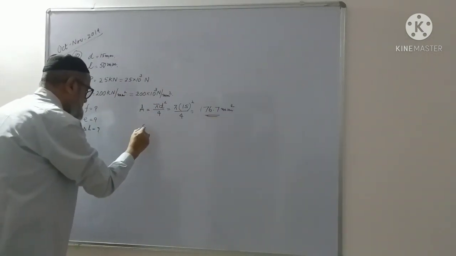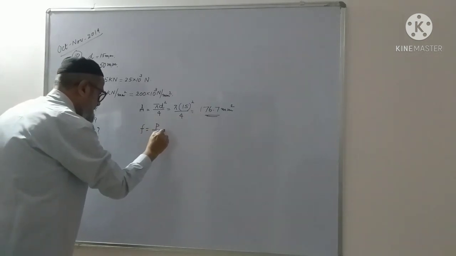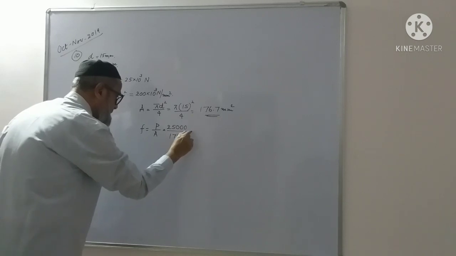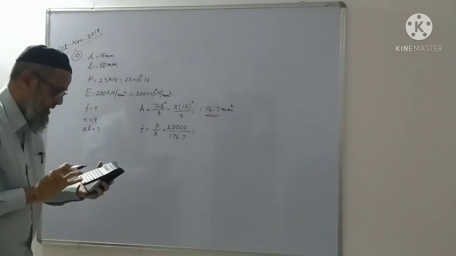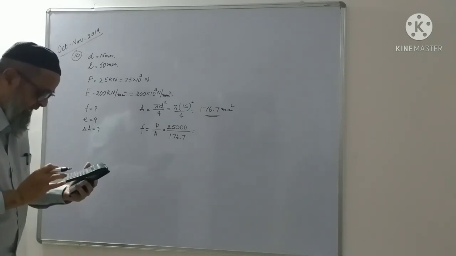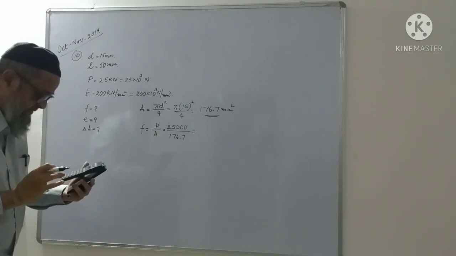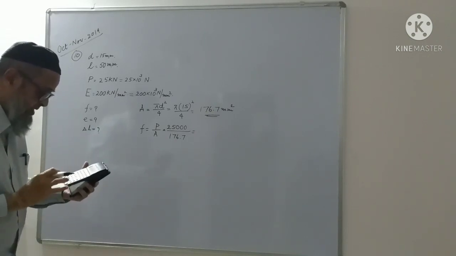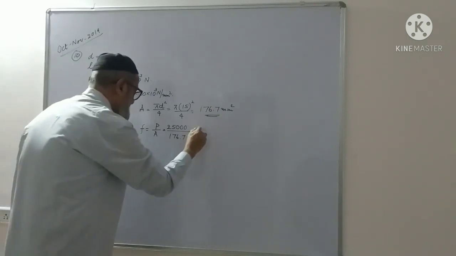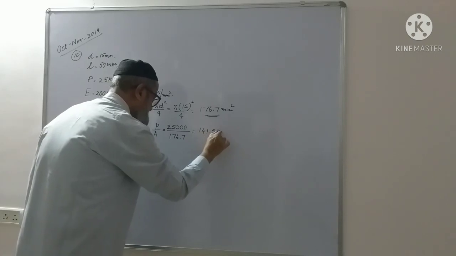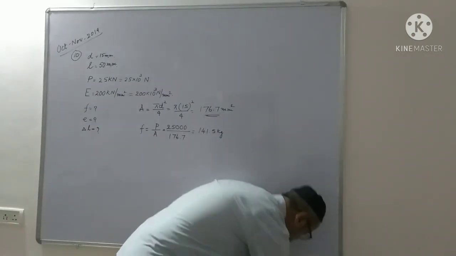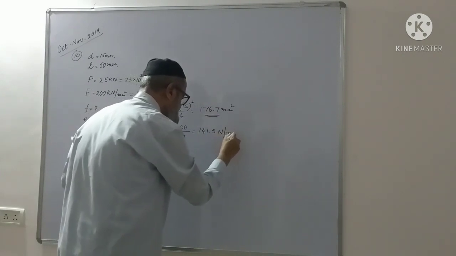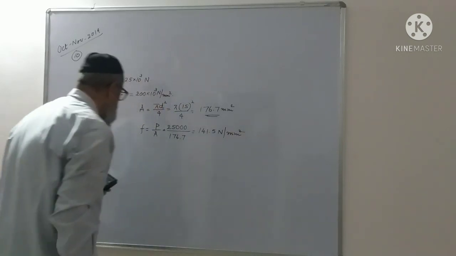Next, stress will be equal to load by area. That is 25,000 or 25 into 10 to the power of 3 divided by 176.7, which equals 141.48. You can take it as 141.5. This is the stress, newton per mm square.